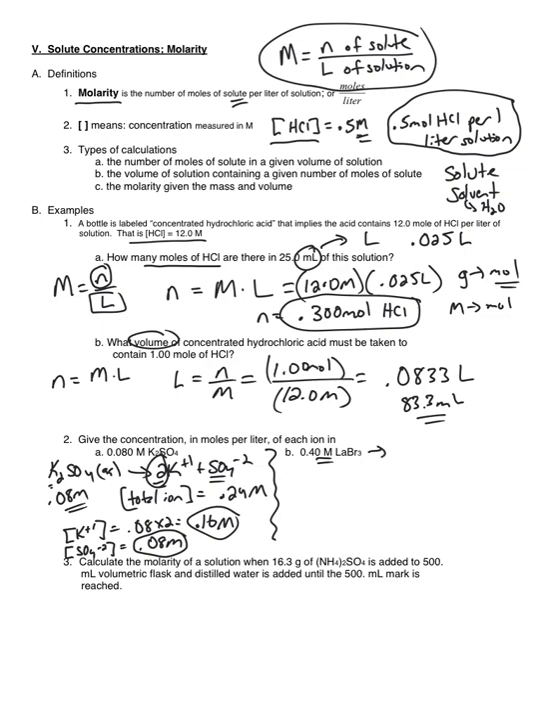Lanthanum bromide will break apart into 1 lanthanum ion, and because we know bromine, as a halogen, always has a -1 charge, and there are 3 of them, that must mean the lanthanum is a +3 ion. So the concentration of the lanthanum ion will be the same as the lanthanum bromide, because we get 1 for every lanthanum bromide.